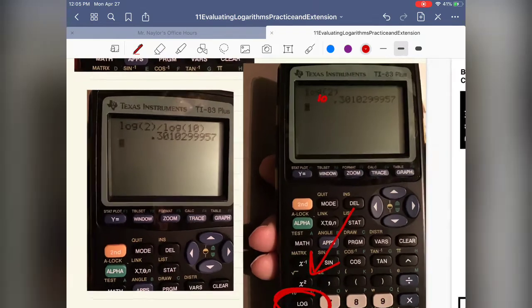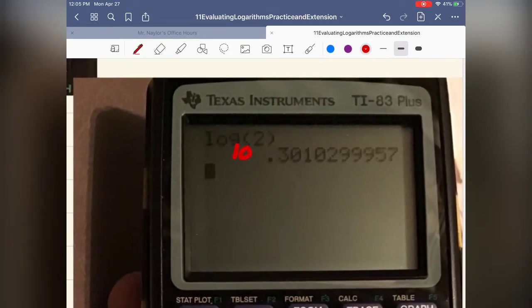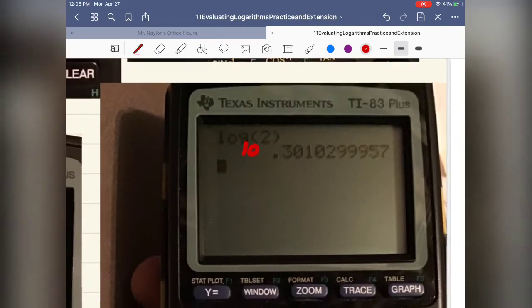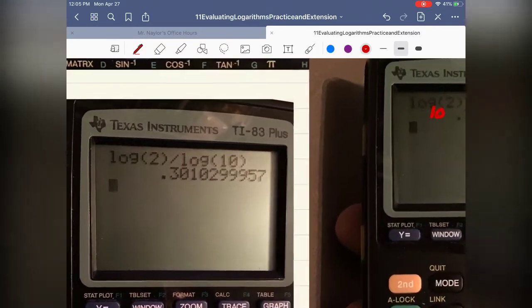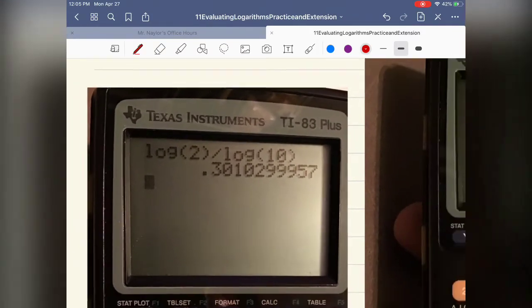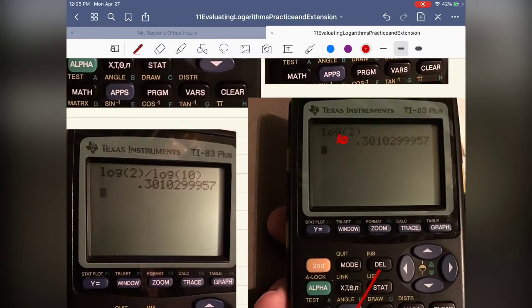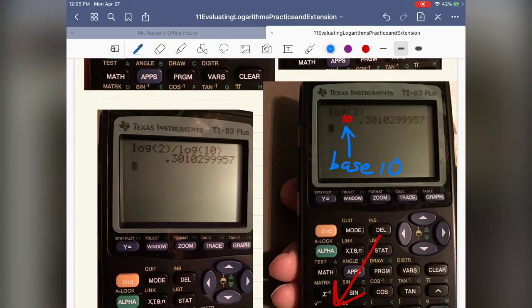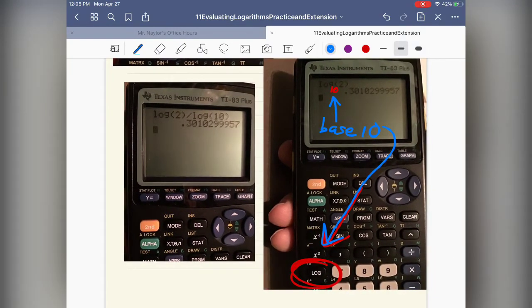So if you just do the log of 2, it assumes that that's base 10, and look, you get the same answer as if we had divided. So you can do it both ways. Sometimes students want to be sure, and they'll always do the division that you can see right here. But what I'm saying is that if the base is 10, we don't need to do division because your calculator's log button is already in base 10.